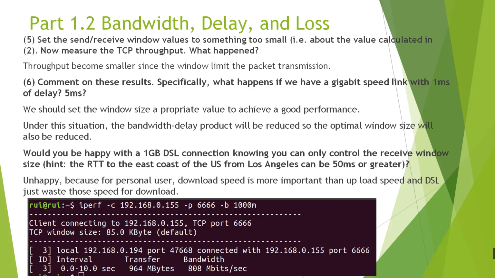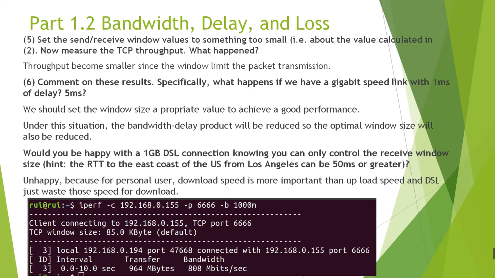So for question 5, it's a little bit similar to question 3. I think when the window value is set to something smaller, then you cannot push enough data into the link, which means that the link is not fully used. So at this time the window size will limit the throughput.